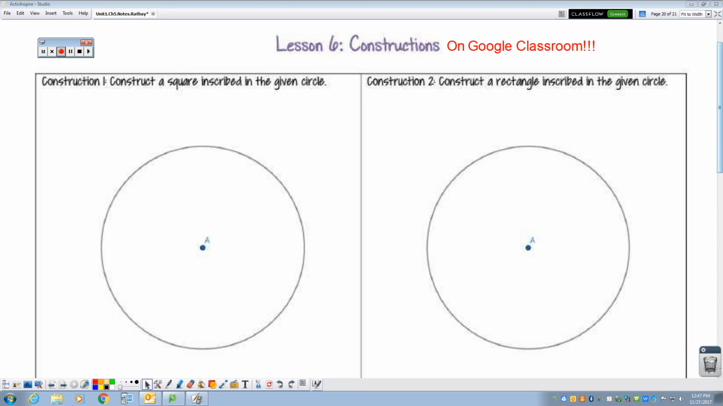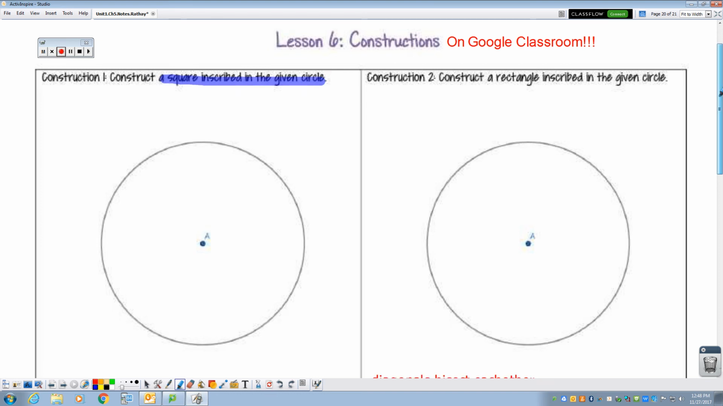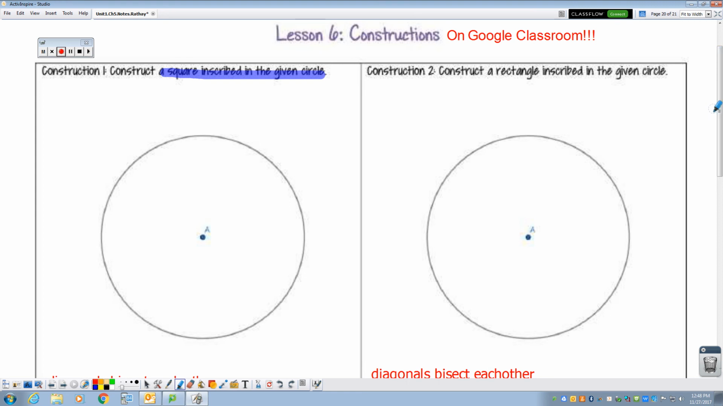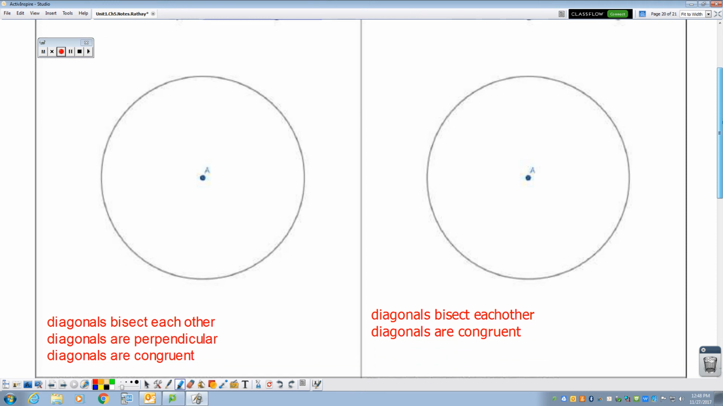Okay, we're going to start our constructions by reviewing the properties a little bit. This question asks us to do a square inscribed in the given circle. Inscribed means it needs to fit into that circle perfectly with all four vertices touching the outside of the circle. So the properties that are helpful in this construction are listed right here.